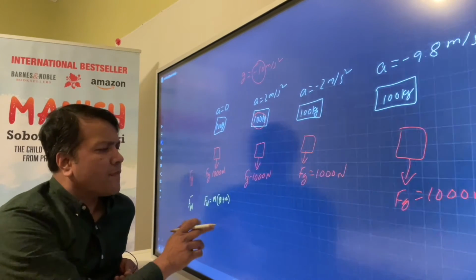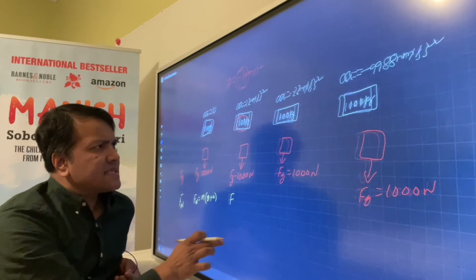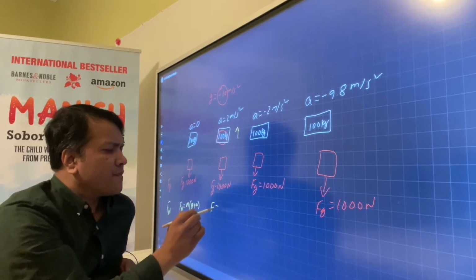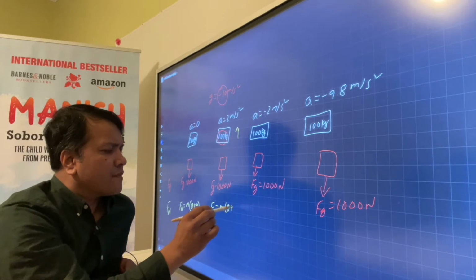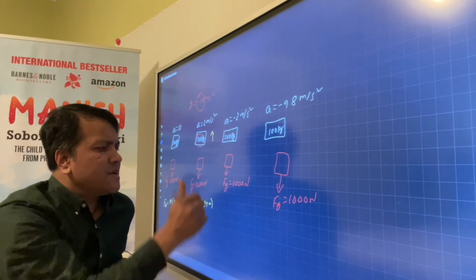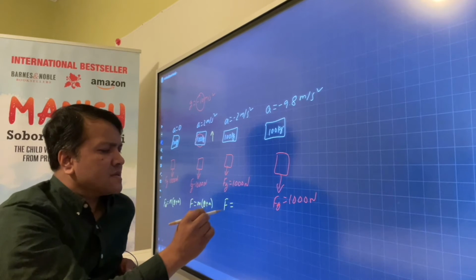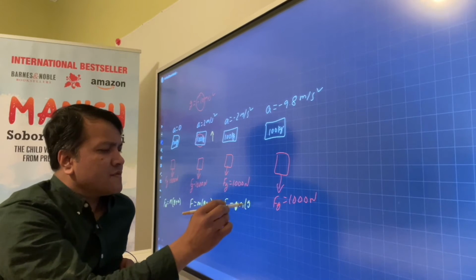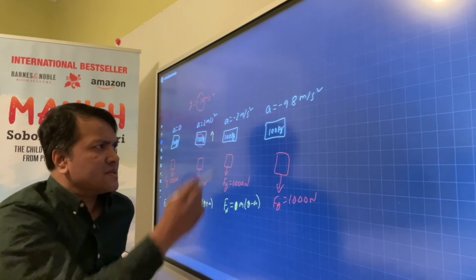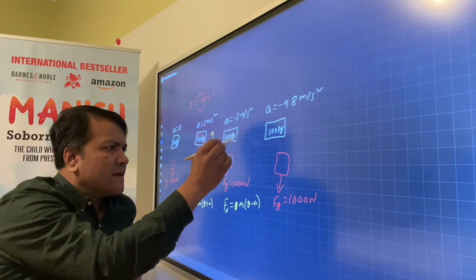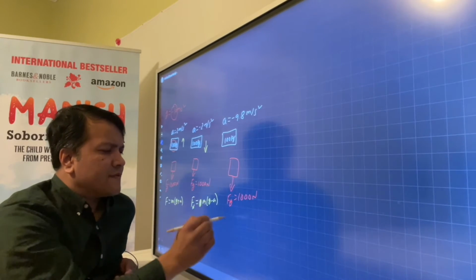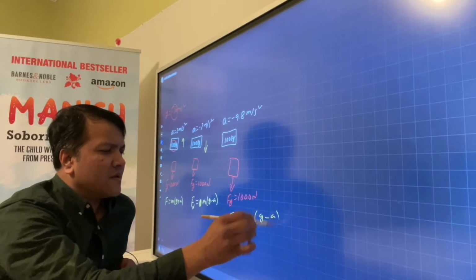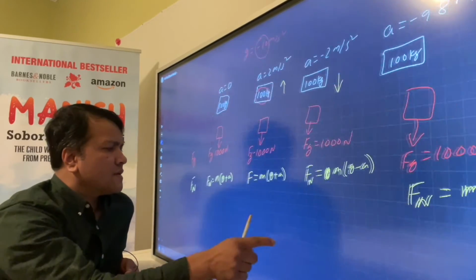All right, this is accelerating in the positive direction, so g plus a. This is accelerating in the negative direction. Fn is m(g minus a), because this is accelerating down. This is also accelerating down. g minus a.